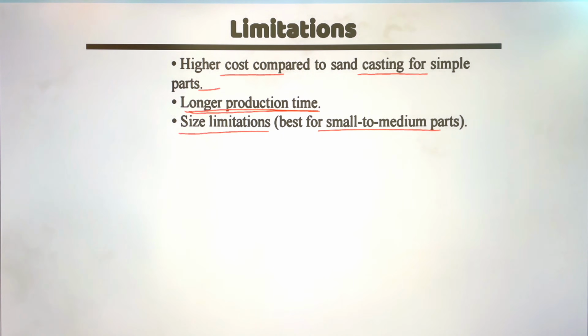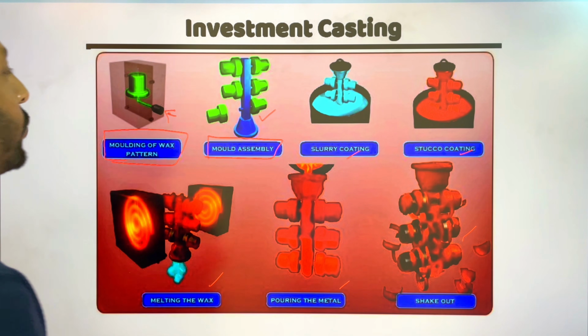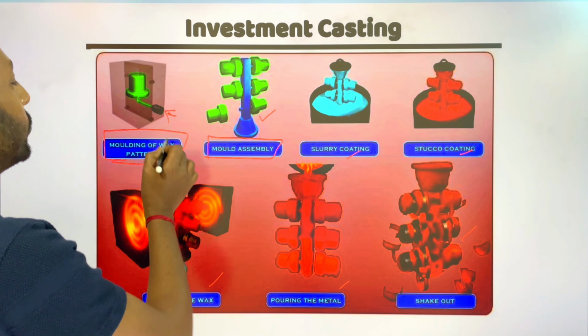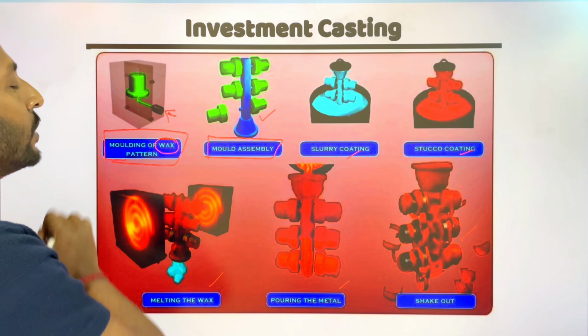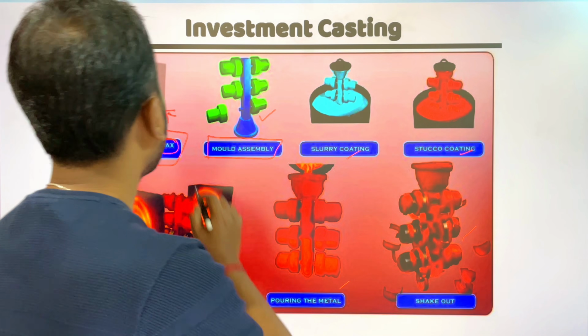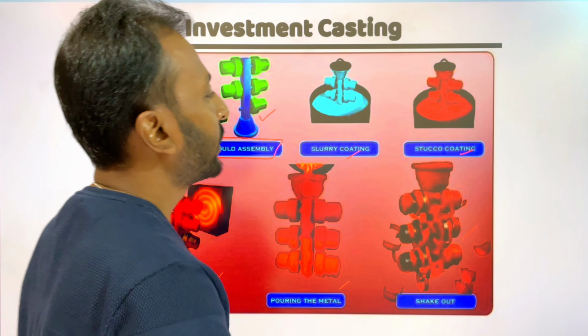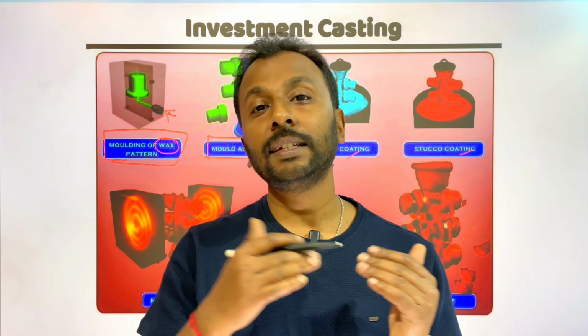So here in this investment casting process, we are using wax. We are using wax to do the whole investment casting process, and the wax is melted out when we are doing the investment casting process. That's why it is called lost wax casting process. Wax is getting lost. That's why it is called lost wax casting process.